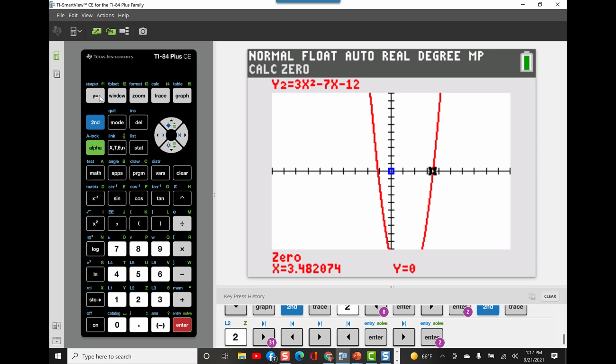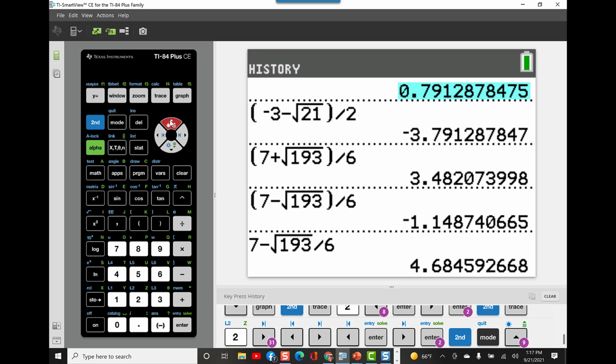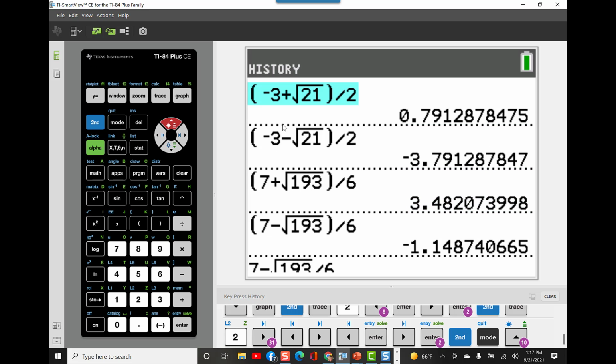All right, let's go one more time. I'm going to go to second quit, and you can see where all our answers are that we had. This one, of course, is wrong. So we can go up and find our last one. So this is all 4 of the answers. Simplest radical and decimal. Remember, put parentheses around your numerator. And that ends this little bit of a long video, but lots of learning involved in it. Thanks.